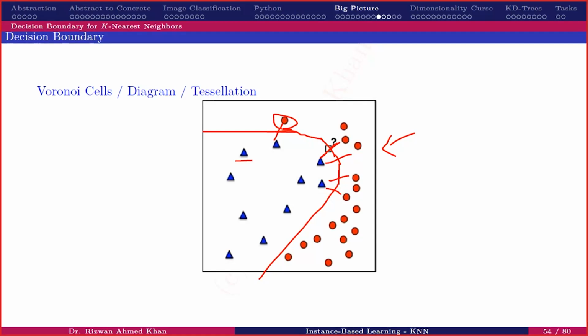If we have k equal to 3, then the normal bisector has to take into account all the neighboring points. But if k equal to 1, it's very easy to visualize what kind of decision boundary the kNN algorithm will induce. This is also called Voronoi diagrams or Voronoi cells. I'm not going into details why it is called like this. But any question up to this point?